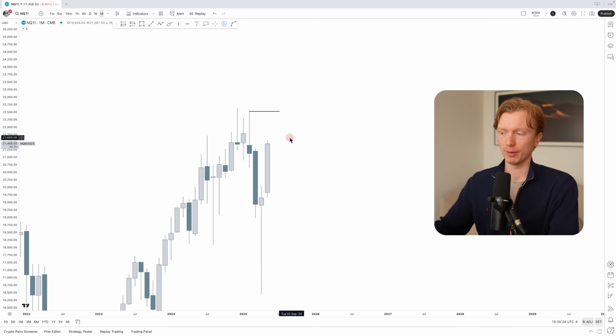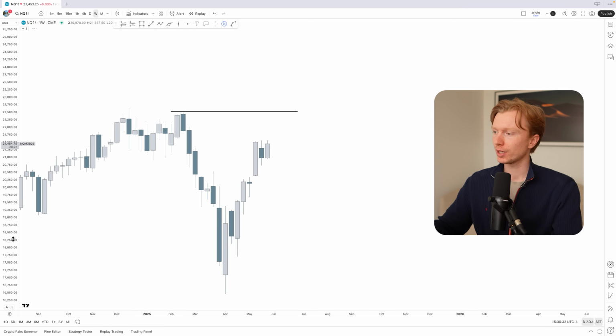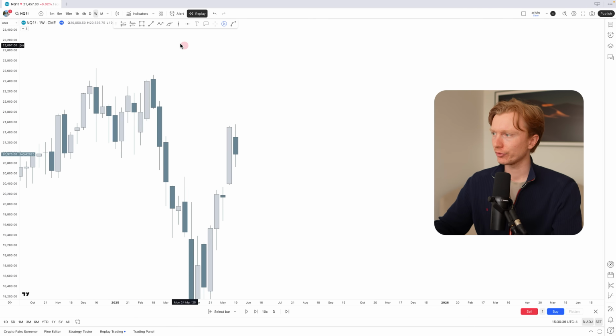Now we're looking at a monthly time frame. The monthly time frame can have a clear target, yes, but it's still quite far away. So I like to go down time frames. And on the weekly time frame, what do we see right here? If we use the replay tool, then we see that we have this high right there, and we also have this fair value gap right there.